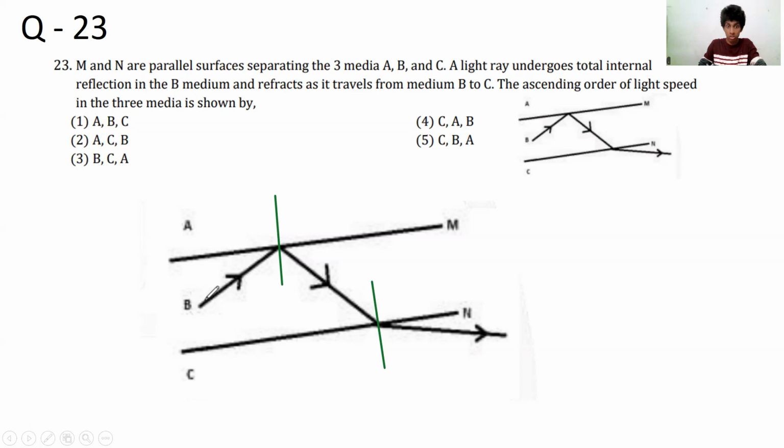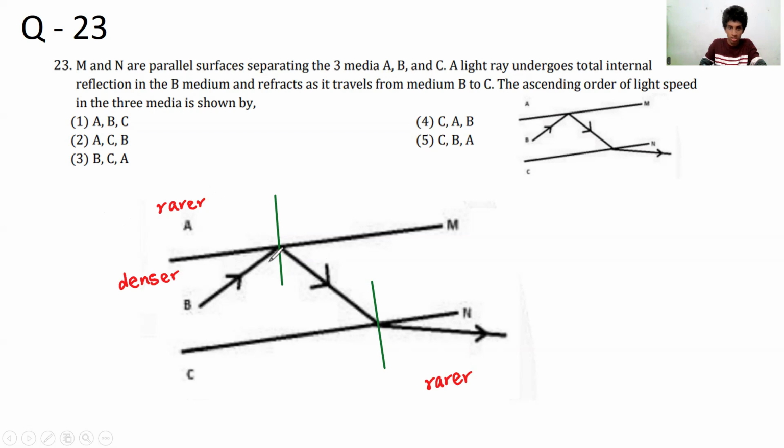So always total internal reflection occurs when the light is directed from a denser medium to a rarer medium. So the medium B is denser and A is rarer. And here, when the light is directed from B to C, the light ray bends away from the normal. That means the medium B is denser and the medium C is rarer. Now, how can we find which one out of A and C is the rarer medium? So we can find it in this way.